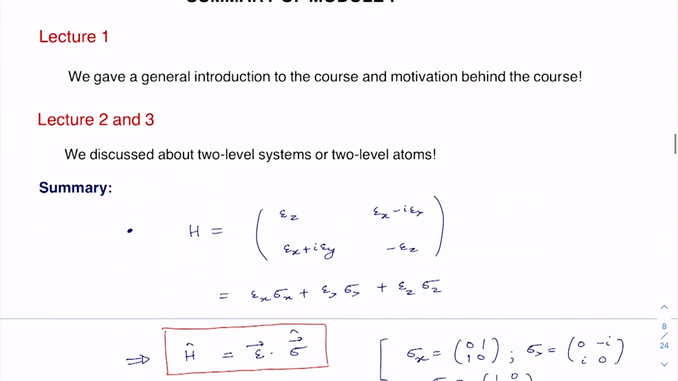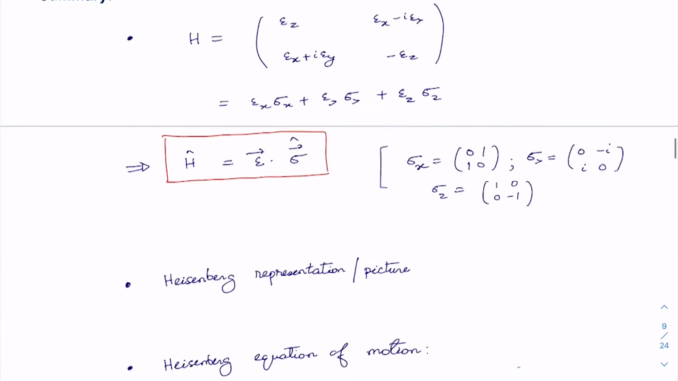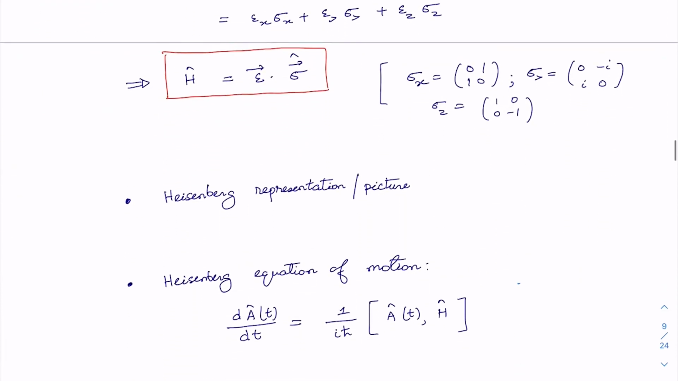Now let us have a quick recap of what we have learned in the first module of this course. In lecture 1, I gave a general introduction to the course followed by the motivation behind the course. Then in lectures 2 and 3, we learned about two-level systems or two-level atoms. There we saw how one can write the Hamiltonian in a very compact form in terms of the Pauli matrices, and we also learned about the so-called Heisenberg representation or Heisenberg picture.